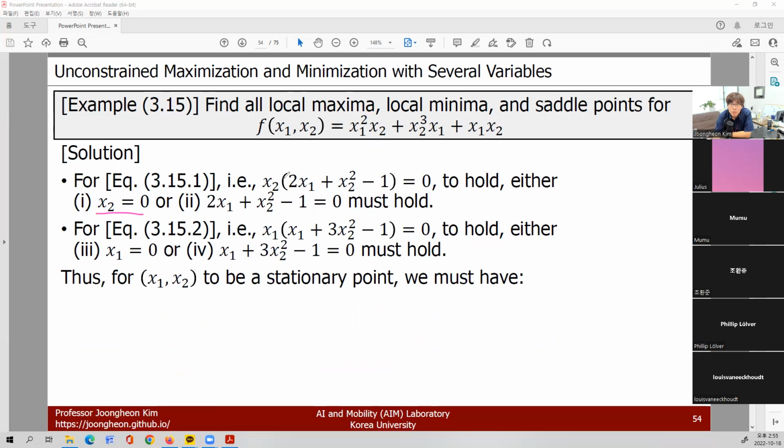This can be 0 or this can be 0. Or this can be 0 or this can be 0. That's why you have 1, 2, 3, 4 possible cases, right?